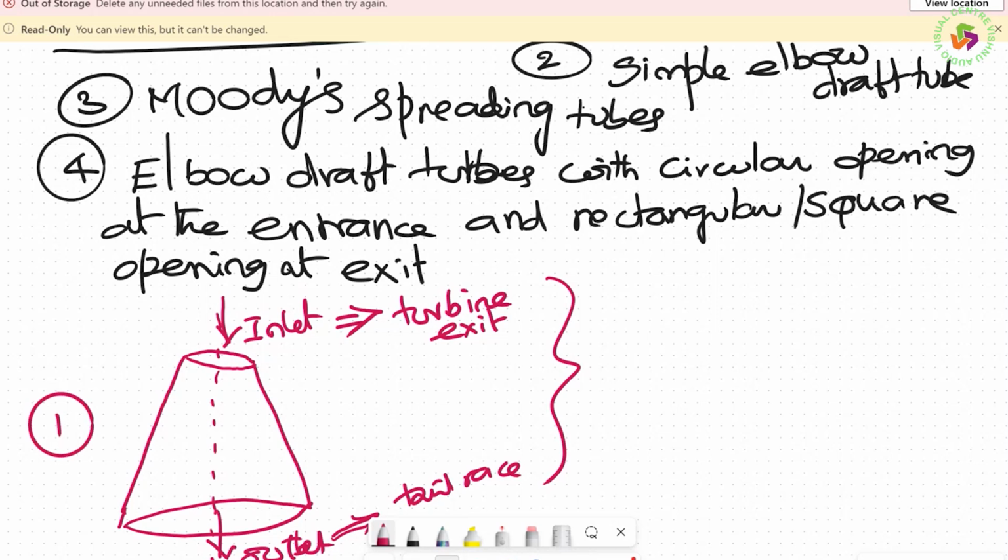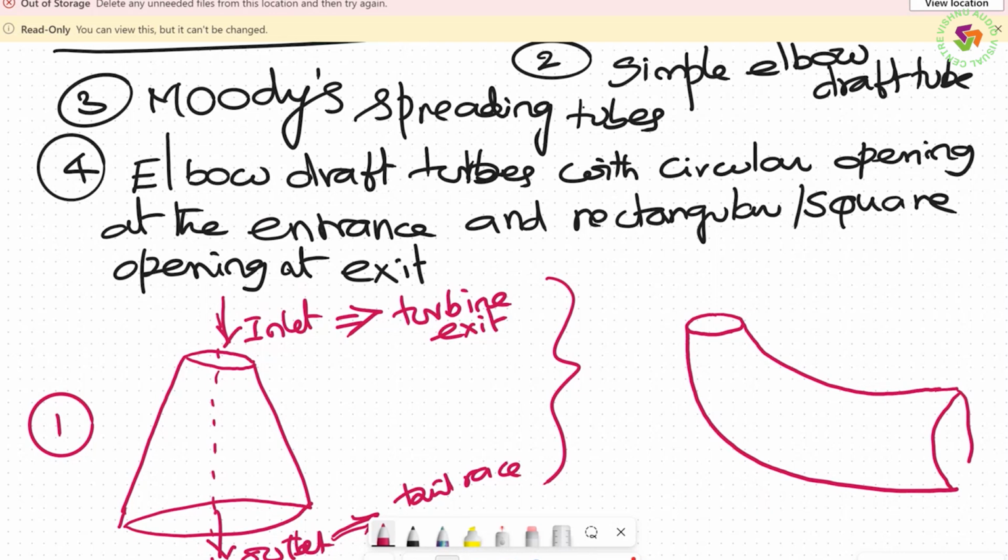And what is number two? Elbow. Elbow means what? For example, if I draw this is the entry. See 90 degrees only. So this is how the flow enters and leaves. This is entry. This is exit. So this is number two, elbow type.